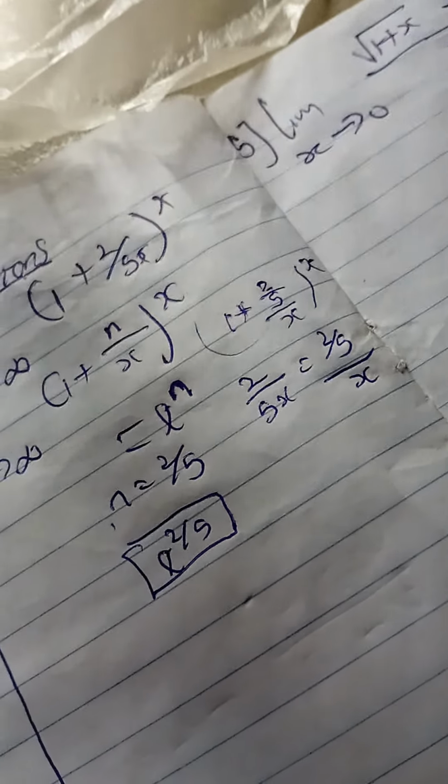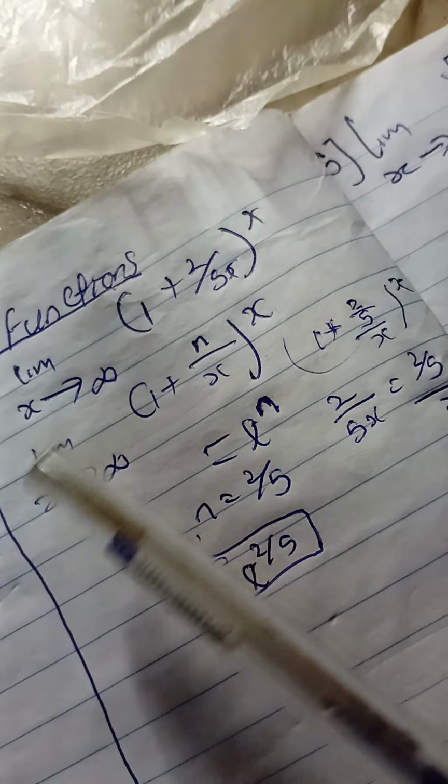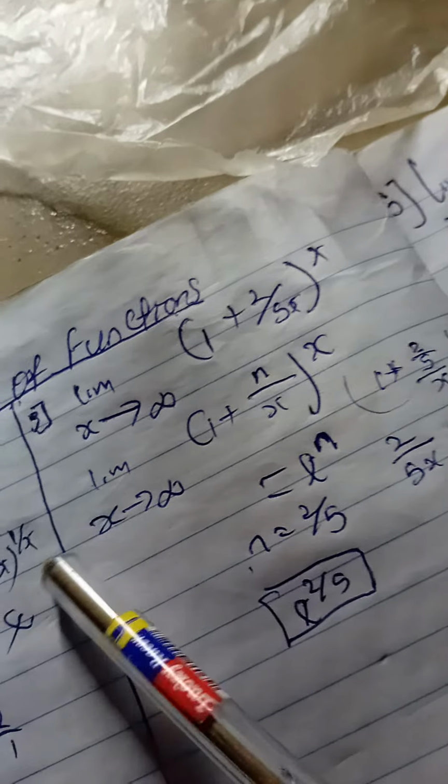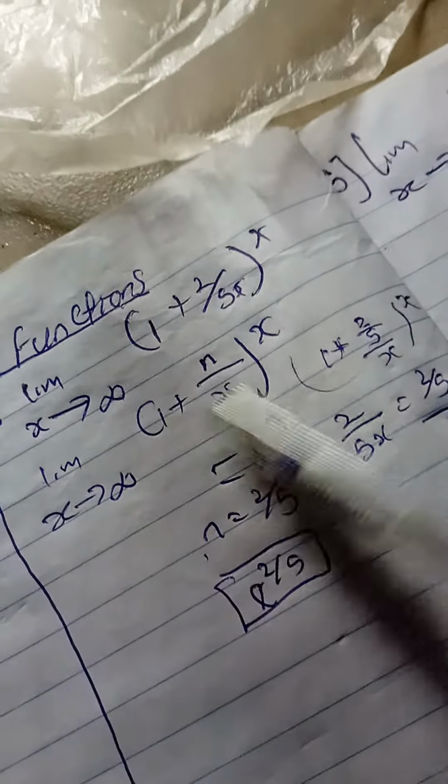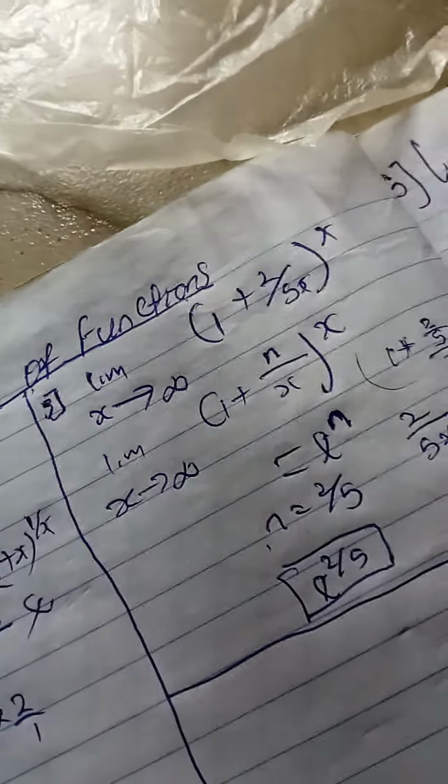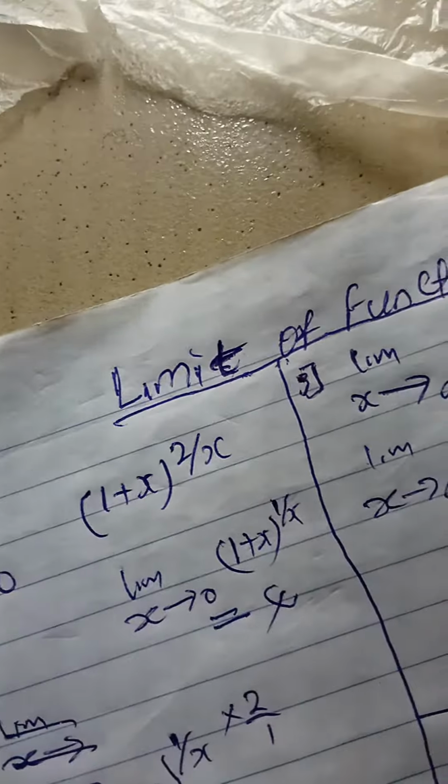So, you see the standard limit. This one is for infinity: as x tends to infinity of (1 + n/x)^x, your answer is e raised to power n. Now, standard limit. Let me take ln of both sides. Taking ln of both sides, let's call this y.